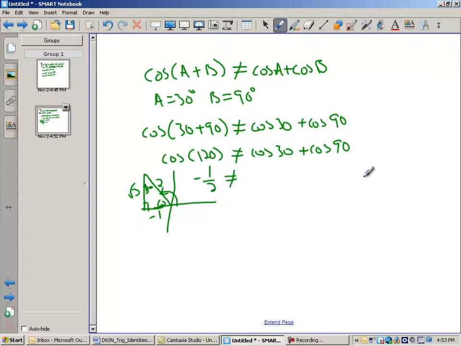Okay, cosine of 30 degrees. I'll draw that over here. 30, 60, 90: 1 across from the 30, square root of 3 across from the 60, 2 on the hypotenuse. The cosine of this is square root of 3 over 2.